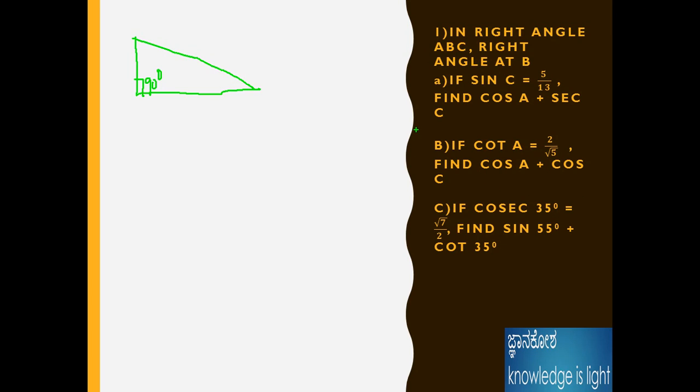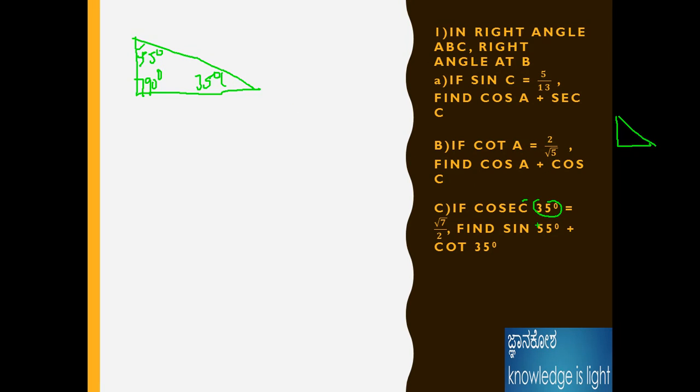Let's take the problem. The remaining should be theta. The right angle triangle total should be 180 degrees. Therefore one angle should be 35 degrees, because here it is given cosecant C, 35 degrees. I am taking the 35 degree angle, and 180 minus 125 remaining should be 55. Okay, 55 degrees. Here it is the 55 degree.